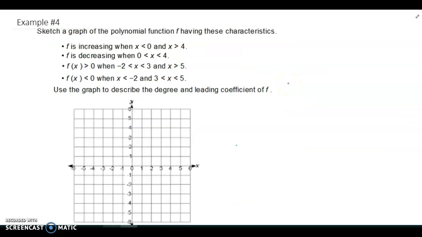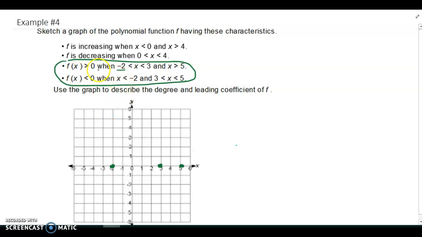All right, so let's go ahead and sketch this given the specific parameters. So this is example 4. Now, I always like to start with when my f of x is greater than or less than 0, because that tells me my x-intercepts. So I have an x-intercept at -2, an x-intercept at 3, and an x-intercept at 5. So I'm crossing the x-axis at -2, 3, and 5.